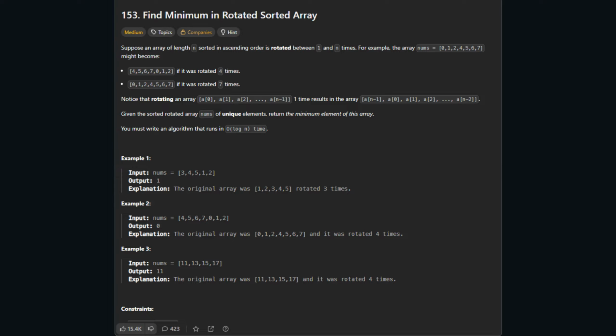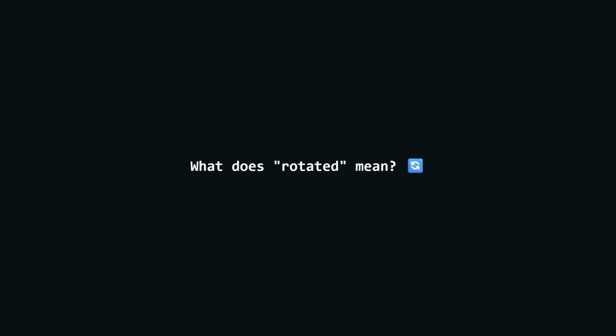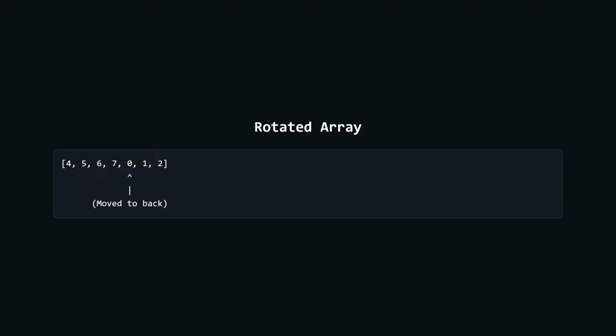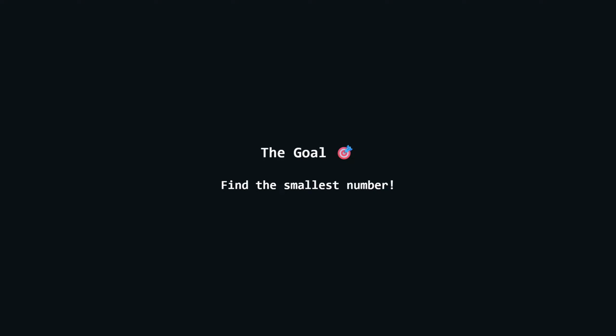Here is the problem page, but it's a little wordy, so let me explain exactly what's going on with some simple visuals. First, we need to understand what they mean when they say the array is rotated. Imagine we start with a standard list of numbers, perfectly sorted from smallest to largest. Now imagine we take a few numbers from the back of the list and move them all the way to the front. Our goal is to sift through this mixed-up list and find the absolute smallest number inside it.